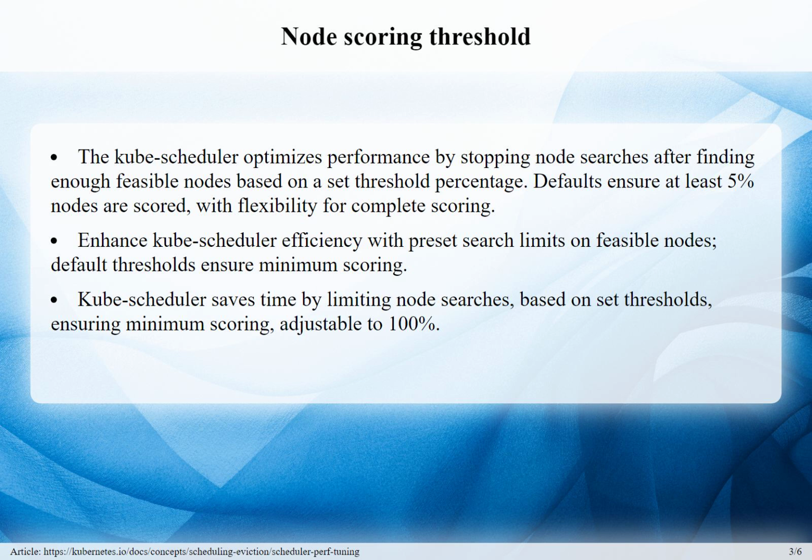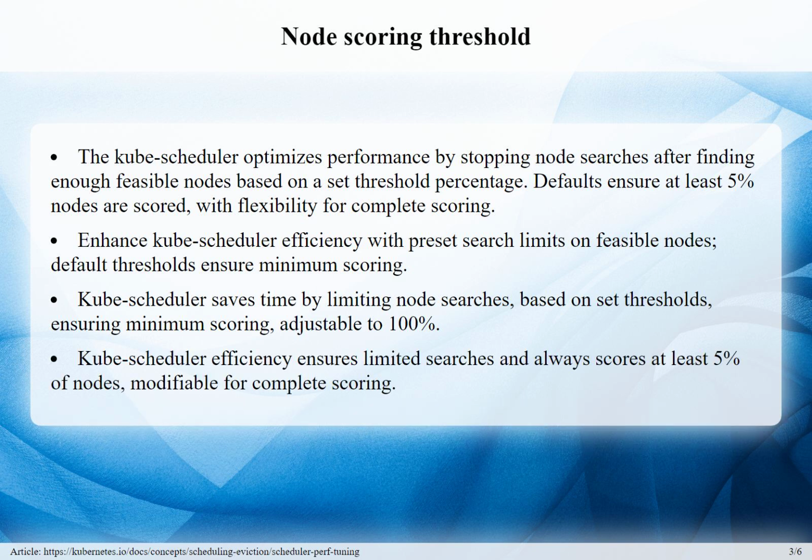The kube-scheduler optimizes by halting searches when enough feasible nodes are found, saving time in large clusters. Users specify a percentage, which is transformed into an integer limit. During scheduling, once this is met, the process moves to node scoring, leaving node iteration details elsewhere. Default thresholds ensure no fewer than 5% of nodes are scored, but users can demand full scoring by setting it to 100.